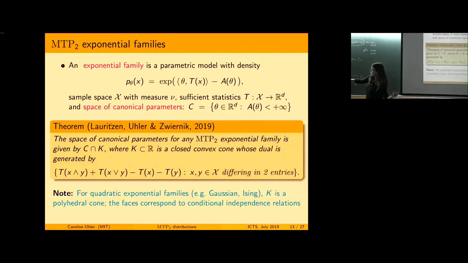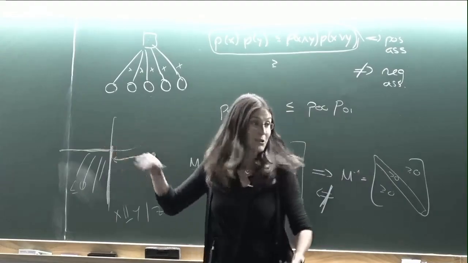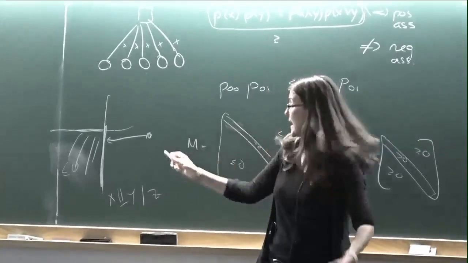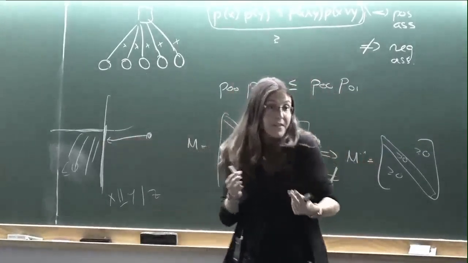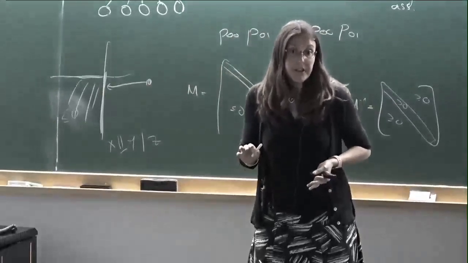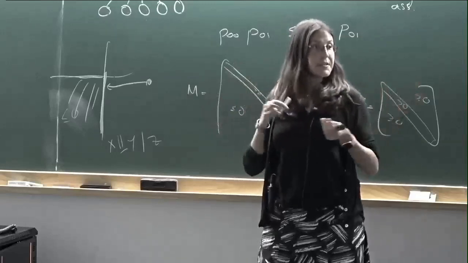Because when you have a data point, often it's not MTP2 itself. So what happens when it's not MTP2 and I do maximum likelihood estimation? Well, I'm going to project it to the cone of parameters. If you project to the cone, you'll land on one of the faces, but on the faces you have conditional independence relations. So you actually just get sparsity for free. It's a very nice implicit regularizer.